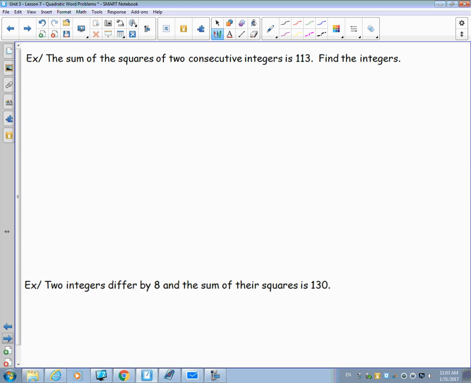The sum of the squares of two consecutive integers is 113. Okay, if things are consecutive, that means they're in order. So if I make x my first integer, the next one after that is going to be one larger than the previous number. For example, 12 and 13. To get from 12 to 13, you just add 1. So my let statements are x and x plus 1.